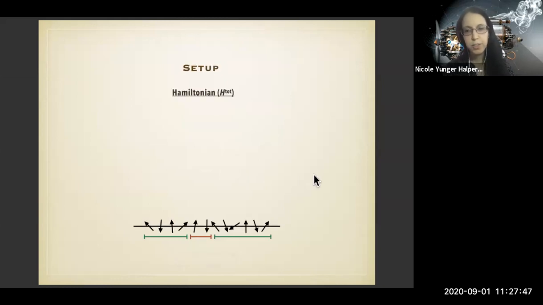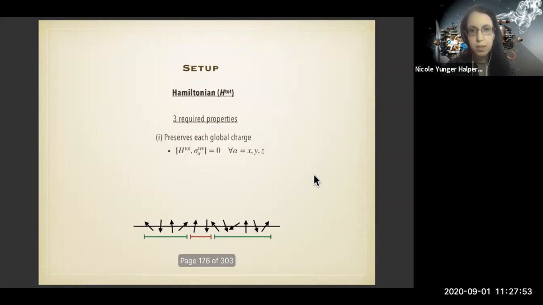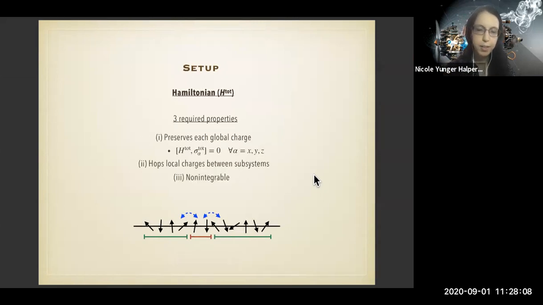What Hamiltonian should evolve the system? We need a Hamiltonian that satisfies three criteria. First, the Hamiltonian needs to conserve every global charge. Second, it needs to take quanta of every charge and hop them. Third, this Hamiltonian should be non-integrable, because we want to disentangle integrability physics from conserved charges physics.